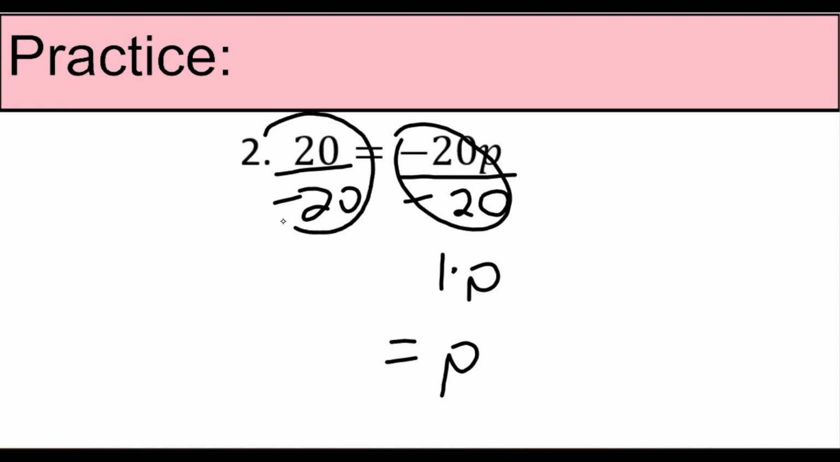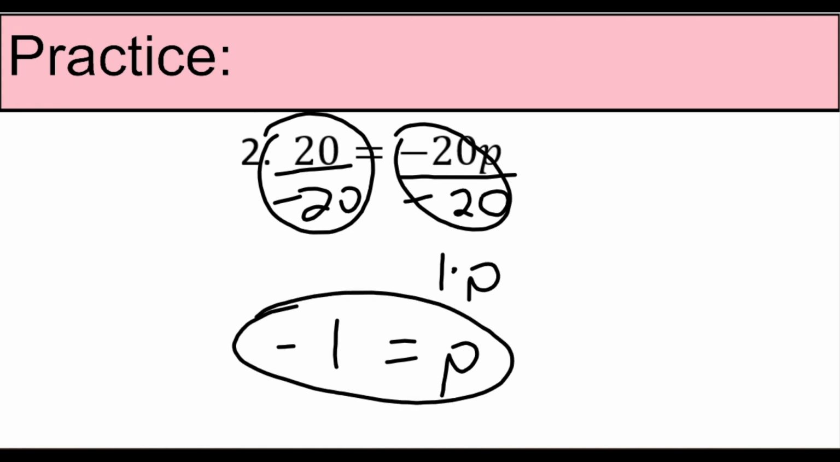Over on this other side, we have positive divided by negative again, so we end up with a negative value, and that's -1 for our solution for the second question.